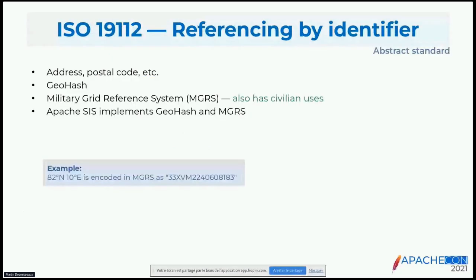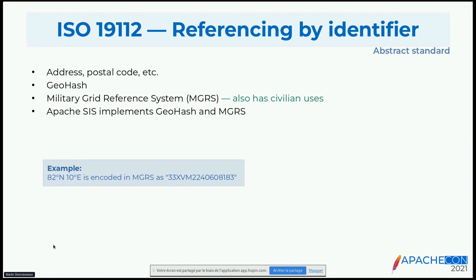Referencing by identifier is another way to provide a definition of a coordinate. I am not showing the UML in this slide, just giving the idea. The idea is to use a text or a mix of text and numbers to represent a coordinate. So Geohash is a very simple way to do that. MGRS, Military Grid Reference System, is much more difficult, but it also addresses some limitations of Geohash.